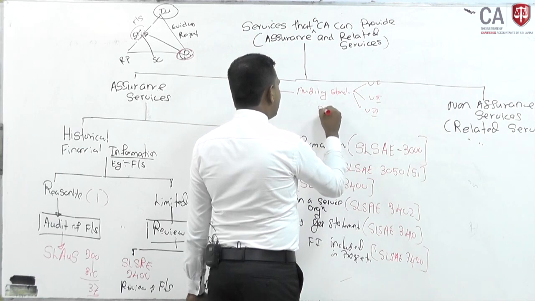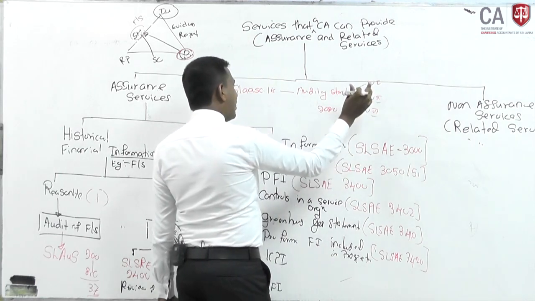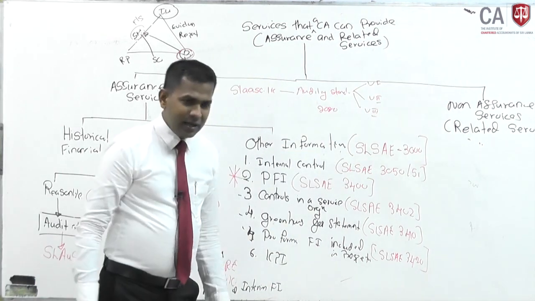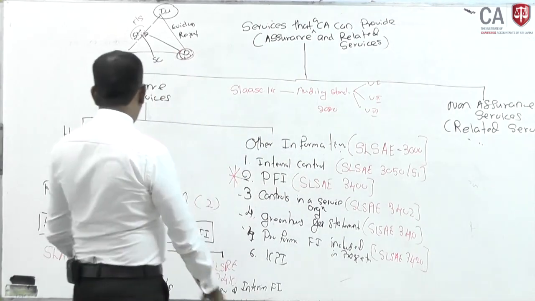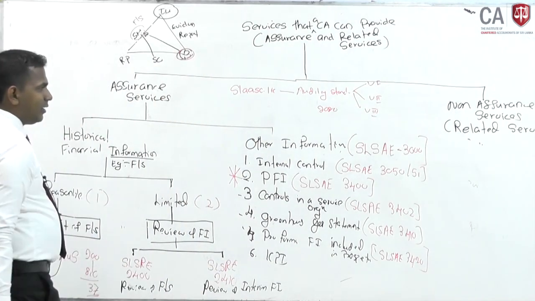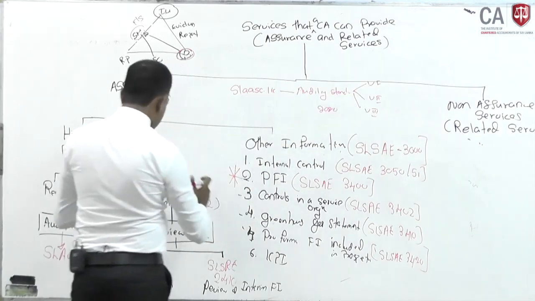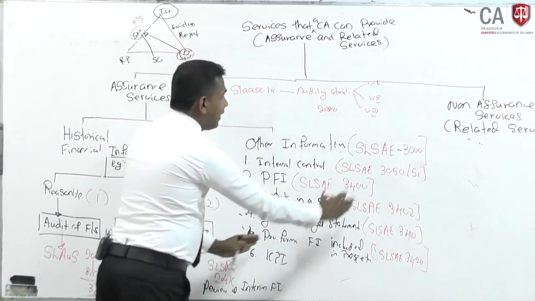Volume 1, Volume 2, Volume 3. You can download the 2020 edition. Right. Volume 1 talks about the auditing standards. Volume 2 talks about the review standards and all these standards.